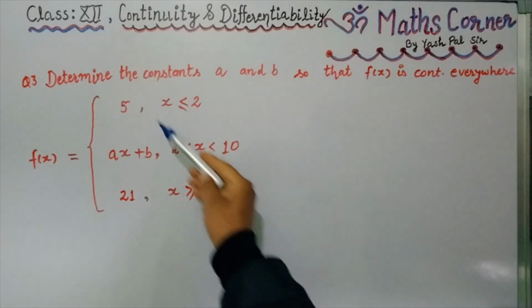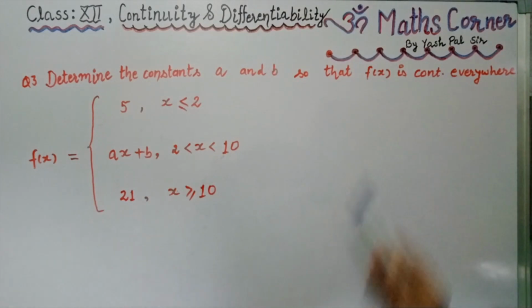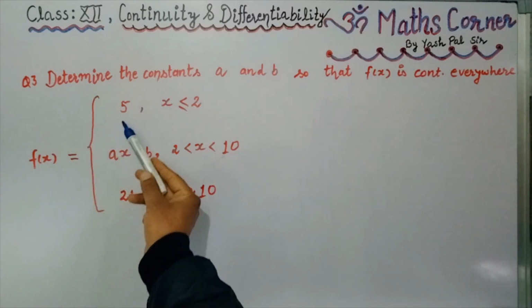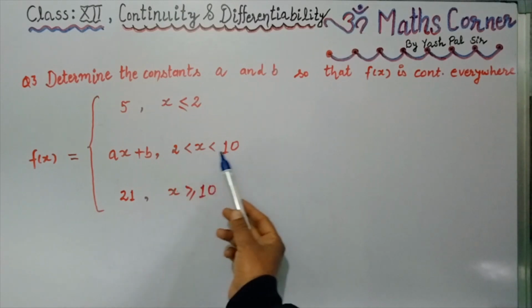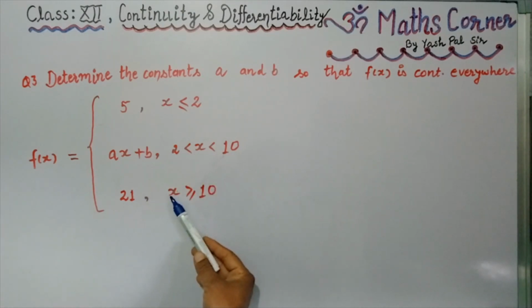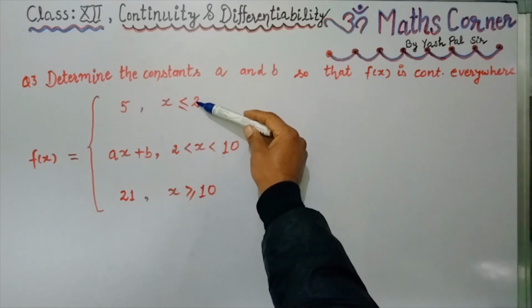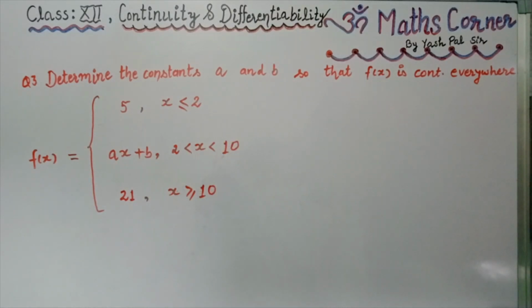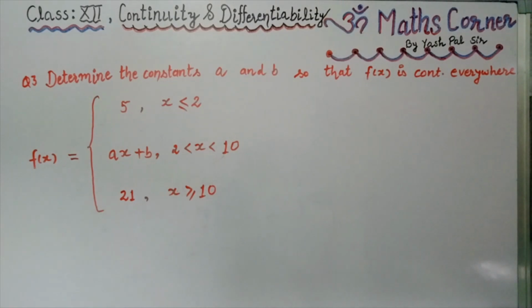Now next question. Question number 3. Determine the constants a and b so that the given function f of x is continuous everywhere. This is the function: f of x is equal to 5 when x is less than or equal to 2, ax plus b when x is greater than 2 and less than 10, and 21 when x is greater than or equal to 10. So here we see the equality sign at two places, at x equal to 2 and at x equal to 10. So we shall discuss the continuity at x equal to 2 and at x equal to 10.